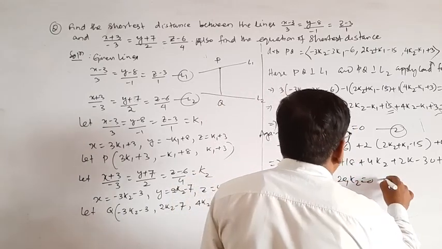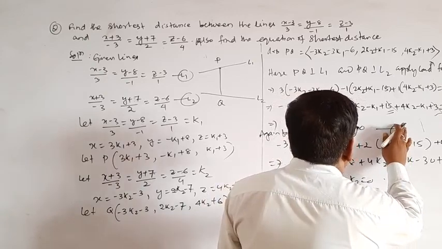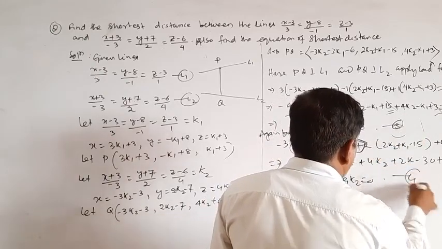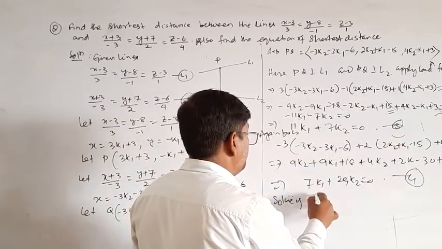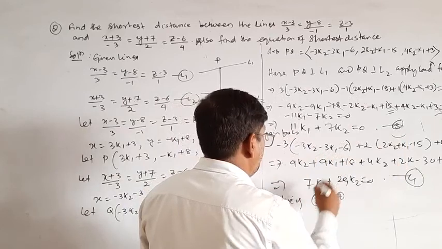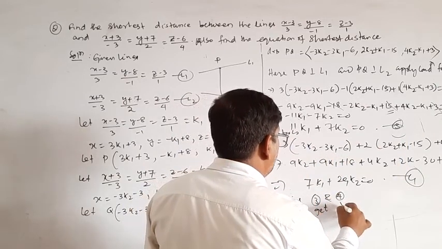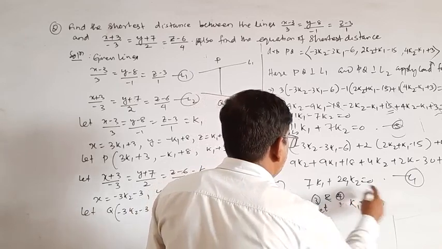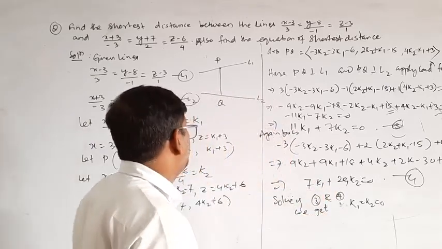After simplifying, this is equation 1 and 2, and this is suppose equation 3, and this is equation 4. Solving 3 and 4, we get k1 is equal to k2 is equal to 0. The 0, 0 case satisfies the equation. So the point P is what?